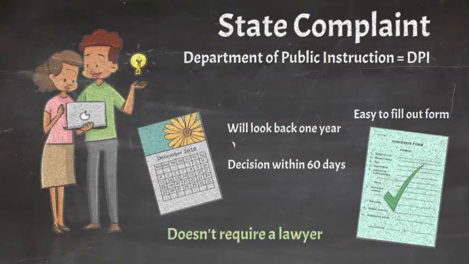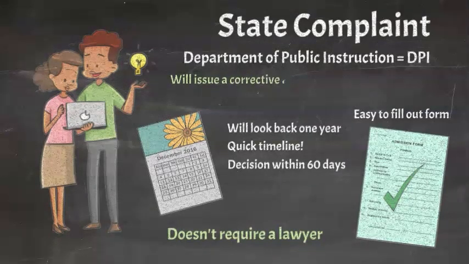The quick timeline is a great thing about the state complaint process. If DPI determines that violations did occur, it will order corrective actions that the school must do to remedy the violations.